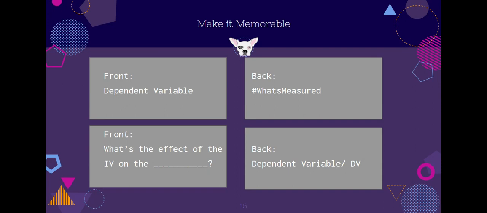We can also add flashcards and SAFMEDs to our study deck. Here we've got 2 examples. Front says dependent variable, back just says what's measured. On the second one, we have a fill in the blank example. So on the front, we have what's the effect of the IV on the blank. The back just says dependent variable or DV. I like these SAFMEDs as a way to study not only the concept, but to make those hashtags or templates really relevant in your mind when it gets to the exam.